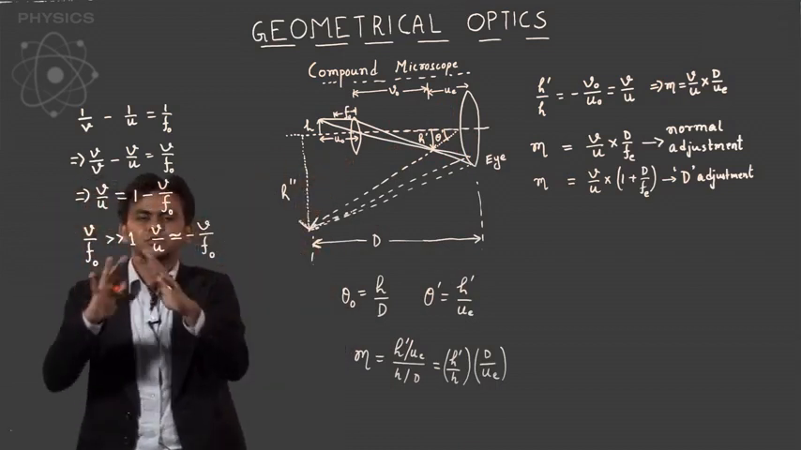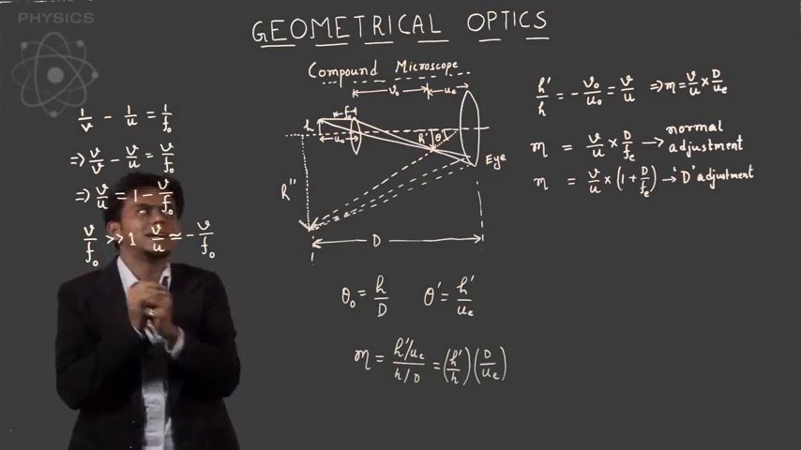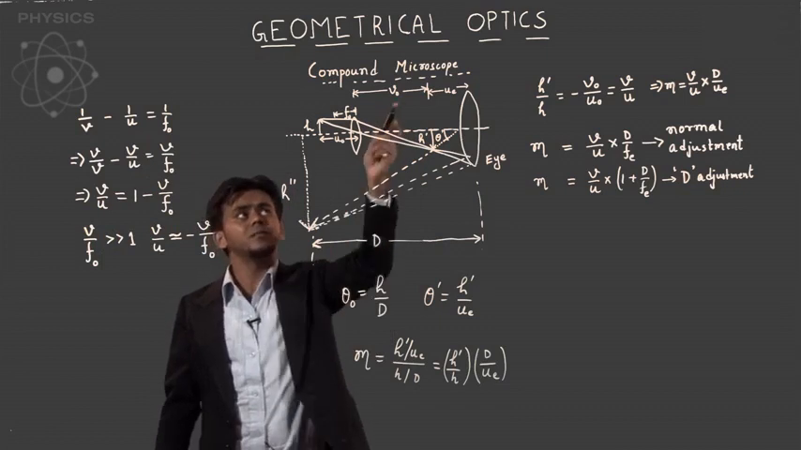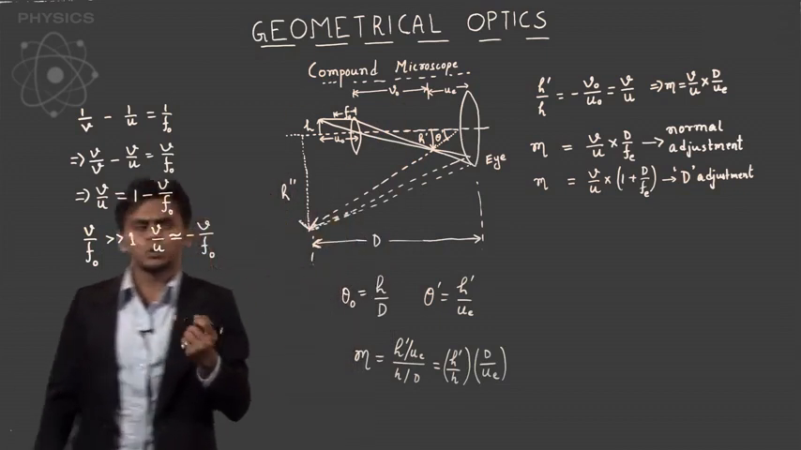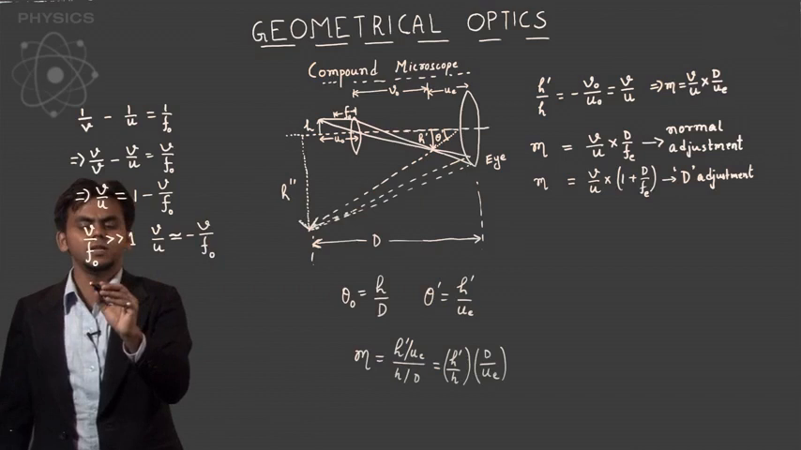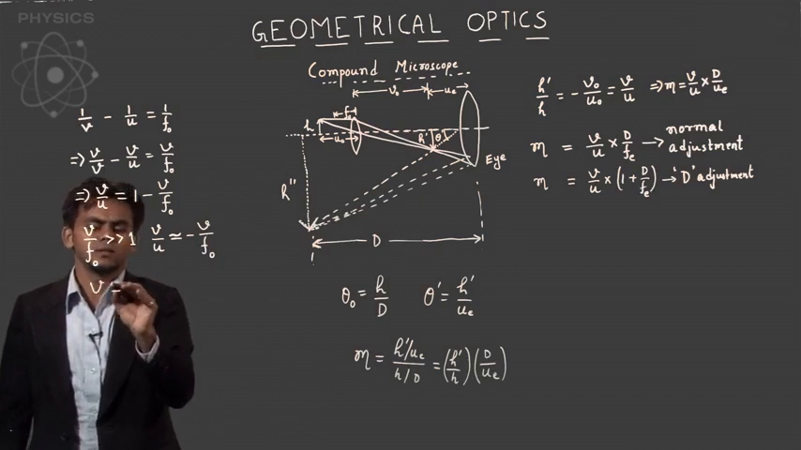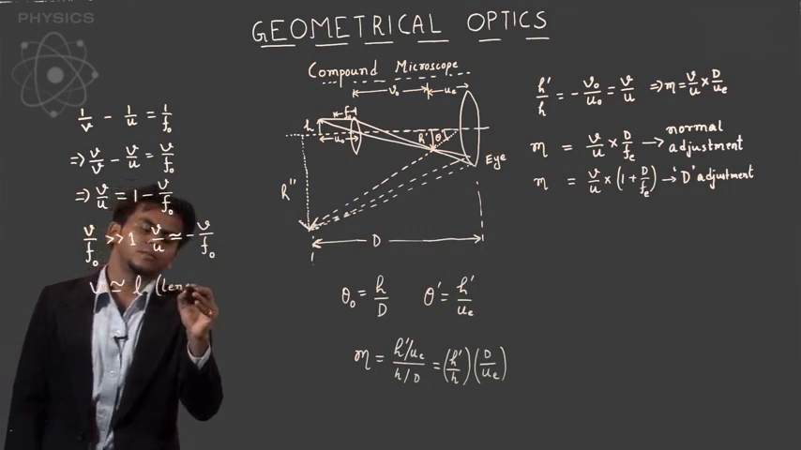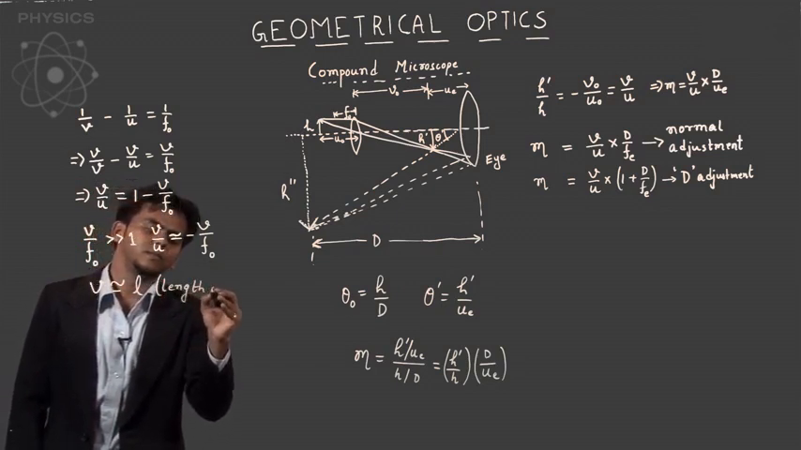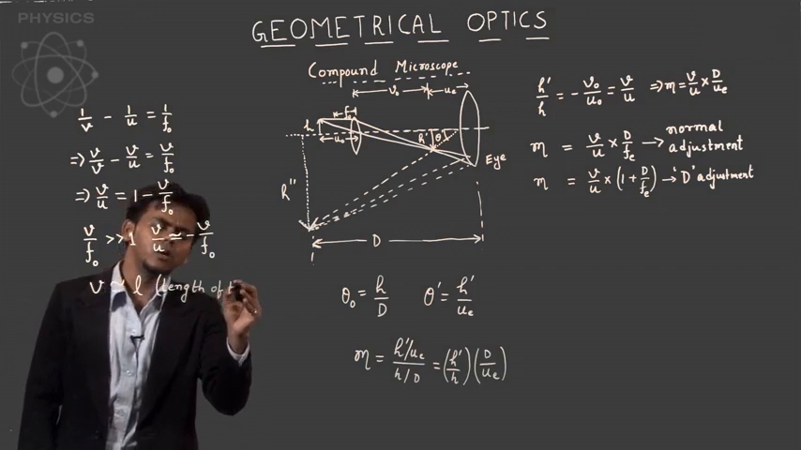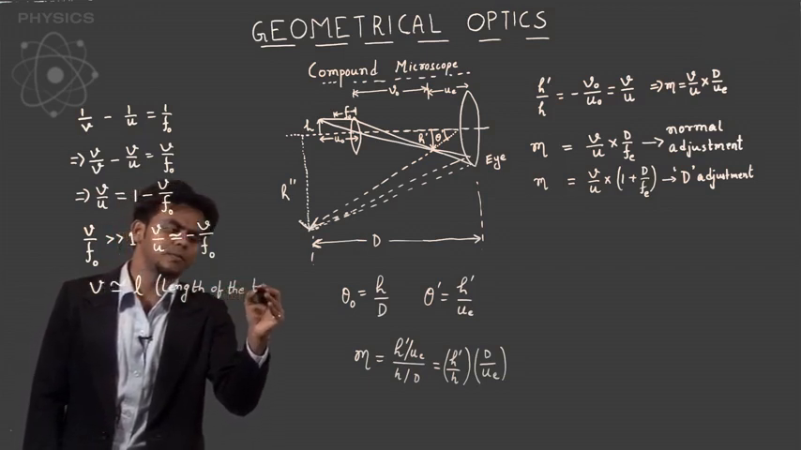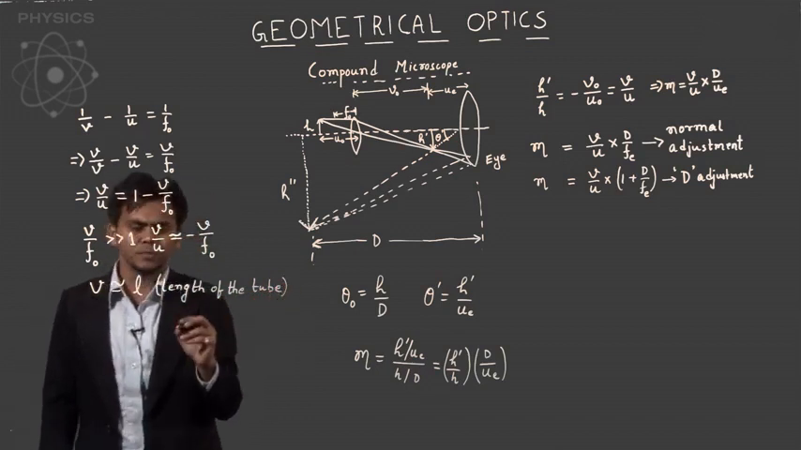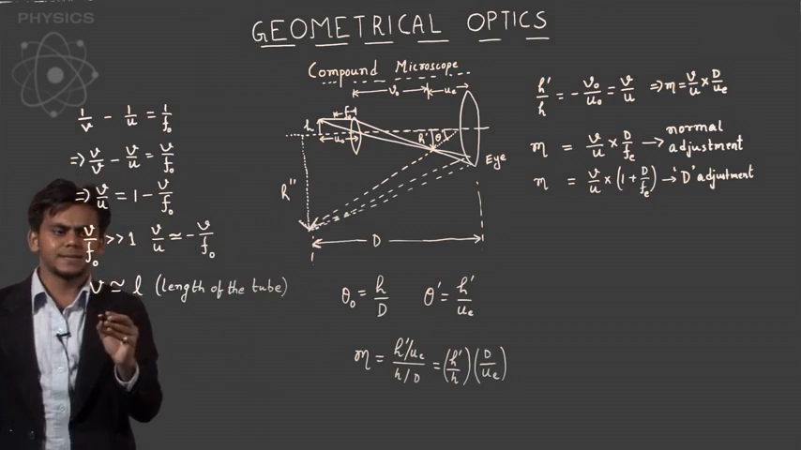This is using the sign, this is using just a formula, and these are numbers which actually would fit. So if I use some number over here, V naught would come over here, right? So what I can say is V is almost equal to L, the length of the tube or the microscope. I'll say tube because essentially the microscope is tubular in nature. Put it over here.